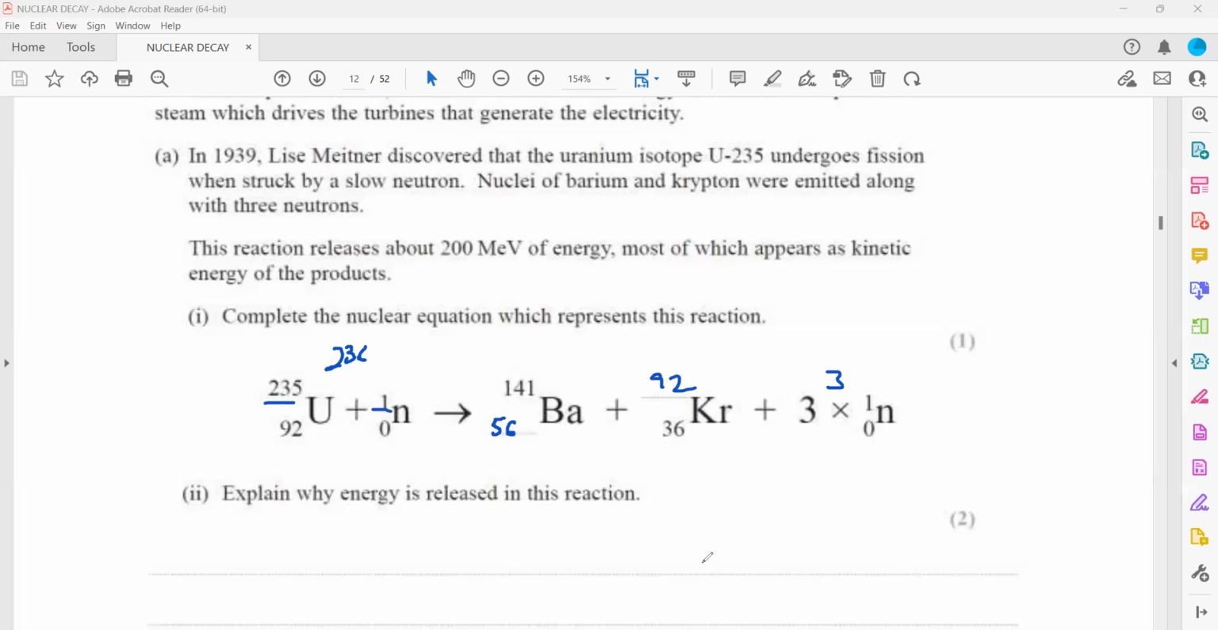Why is the energy released in this reaction? The mass of the product, always the same concept, will be less than the reactant mass. So that mass has converted into energy, and we can use the formula E equals mc squared.